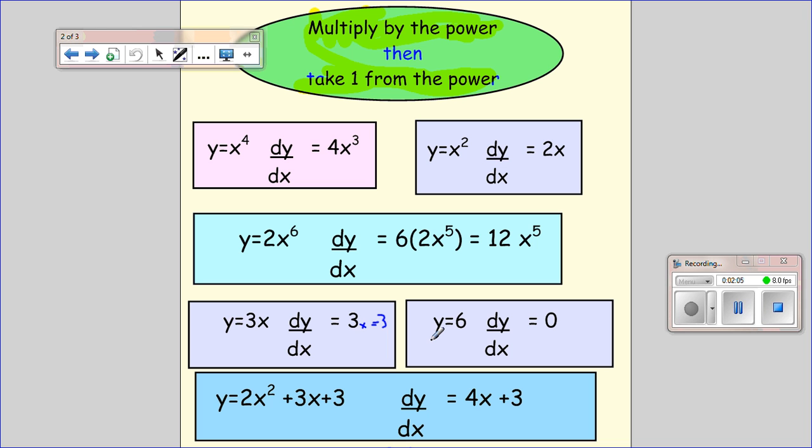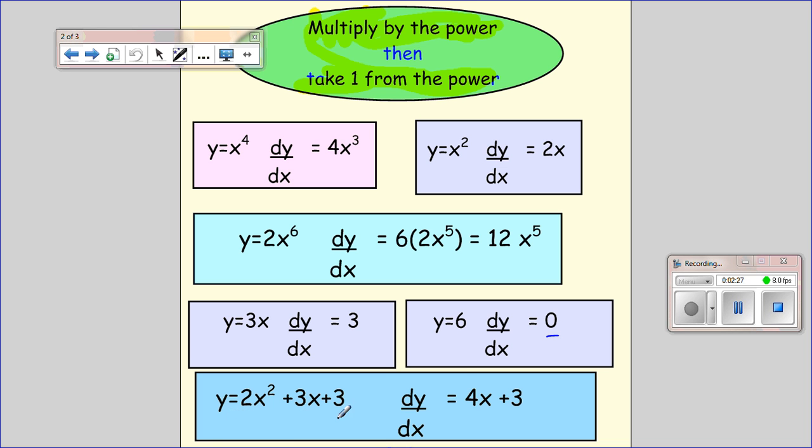Okay, so when we have y equals 6, so y just equals a number, a constant. The way I remember it is if you draw the line y equals 6, it's flat, it doesn't change as x changes. As it's flat, the gradient is 0. And remember, when you differentiate, you find the gradient, and the gradient's then 0.